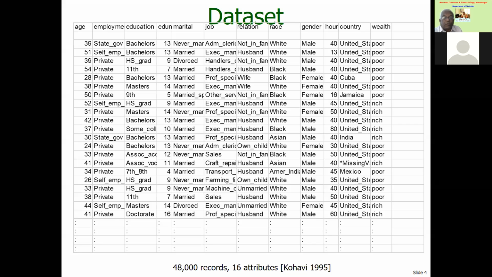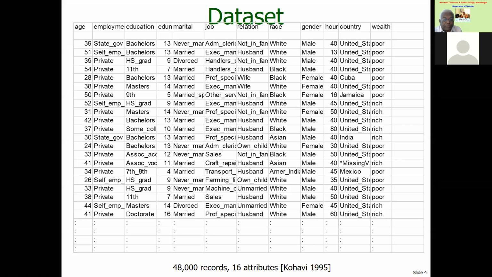Okay, the topic of discussion is decision tree. And I told you yesterday that we will discuss one more example of decision tree. So let us see, this is a data set having 48,000 records. That means there are 48,000 instances.